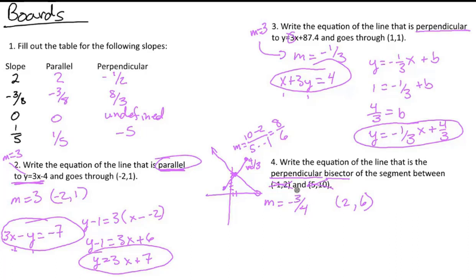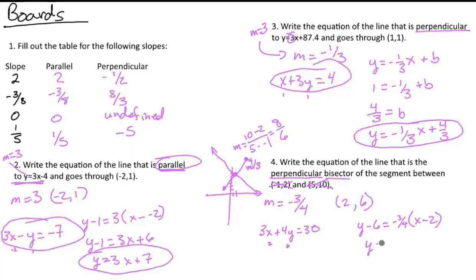Yeah, let's do standard form, 3x plus, opposite of that guy, 4y equals, stick a 2 there and a 6 there. We get 6 plus 24 is 30. All right, let's do point slope form. Y minus 6 equals m, negative 3/4, times x minus 2. Again, y minus y1 equals m times x minus x1, and that works.